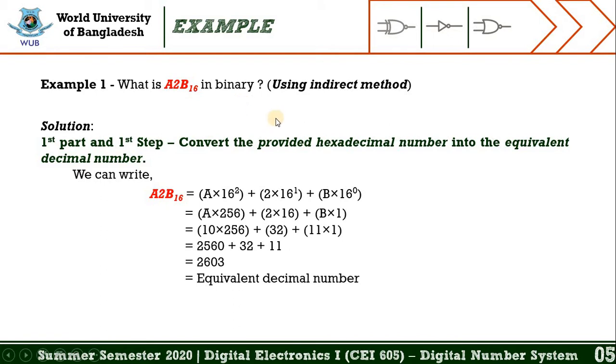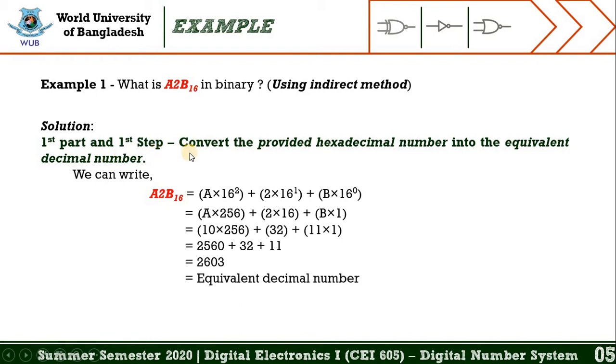This slide represents an example of the conversion, and this problem is solved by a method named the indirect method. So let's start with the question: what is A2B base 16, which is a hexadecimal number, in binary? This problem splits into two parts, and in this slide we get the idea about the first part, and we get the second part in the next slide. So let's start with the first part of the solution.